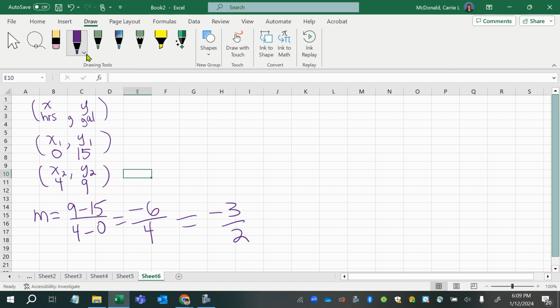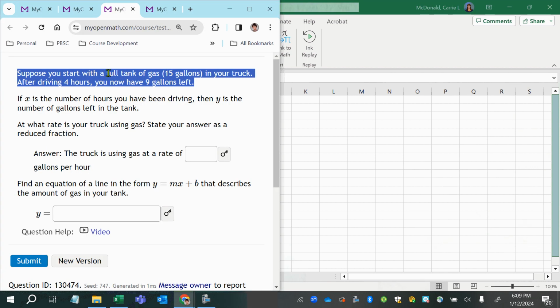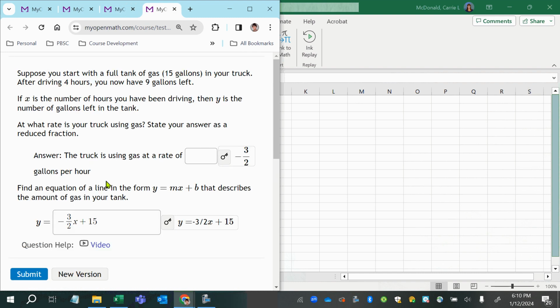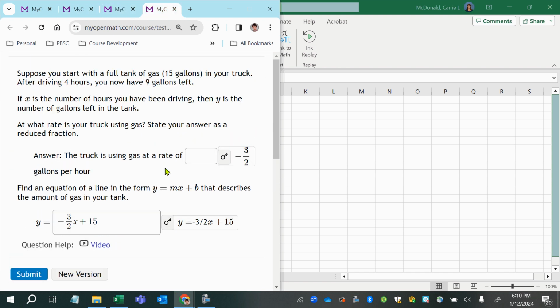Is this the exact same problem I just did? I thought it was actually different, but I guess it was different. No, it's the exact same problem. Oh, okay.